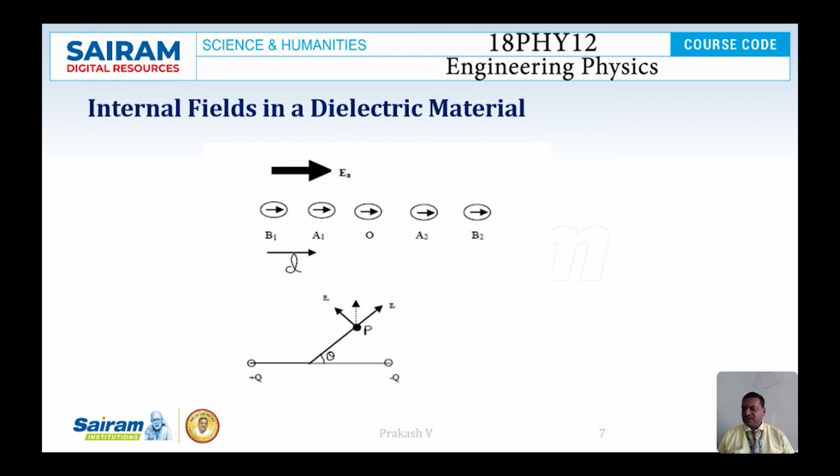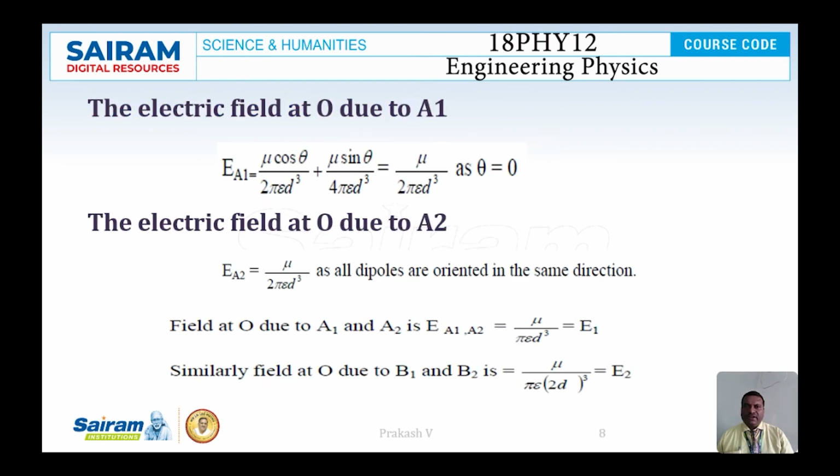Now let us consider an atom that is O. The field due to the atoms A1 and A2 is taken into account here, and the field due to B1 and B2. First let us consider the field due to A1. The electric field at O due to the atom A1 is given by EA1 is equal to mu cos theta by 2 pi epsilon d cube plus mu sin theta by 4 pi epsilon d cube, that is equal to mu by 2 pi epsilon d cube as theta is equal to 0.